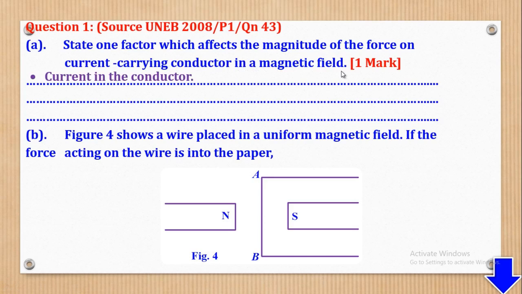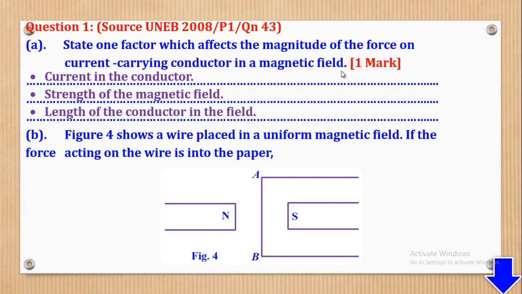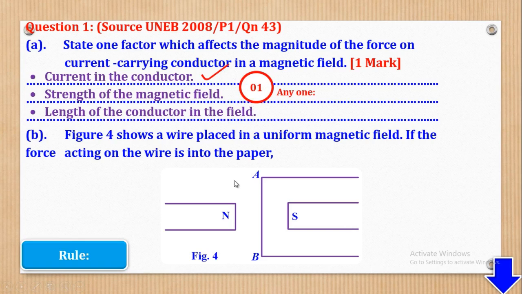So one of the factors is the current in the conductor. Another one is the strength of the magnetic field, and also the length of the conductor in the field determines the magnitude of the force. So basically any one of the three, you'll be able to get yourself the 1 mark. So now we shall go to part B.